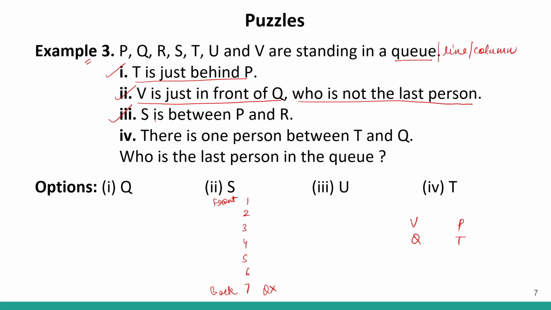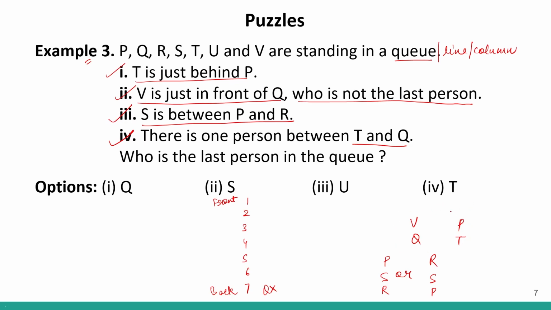Third information says S is between P and R. So over here we will have two possibilities. It could be either PSR or it could be RSP. Correct? We can have two possibilities. Fourth information says there is one person between T and Q. So one person between T and Q. Just look at this image.